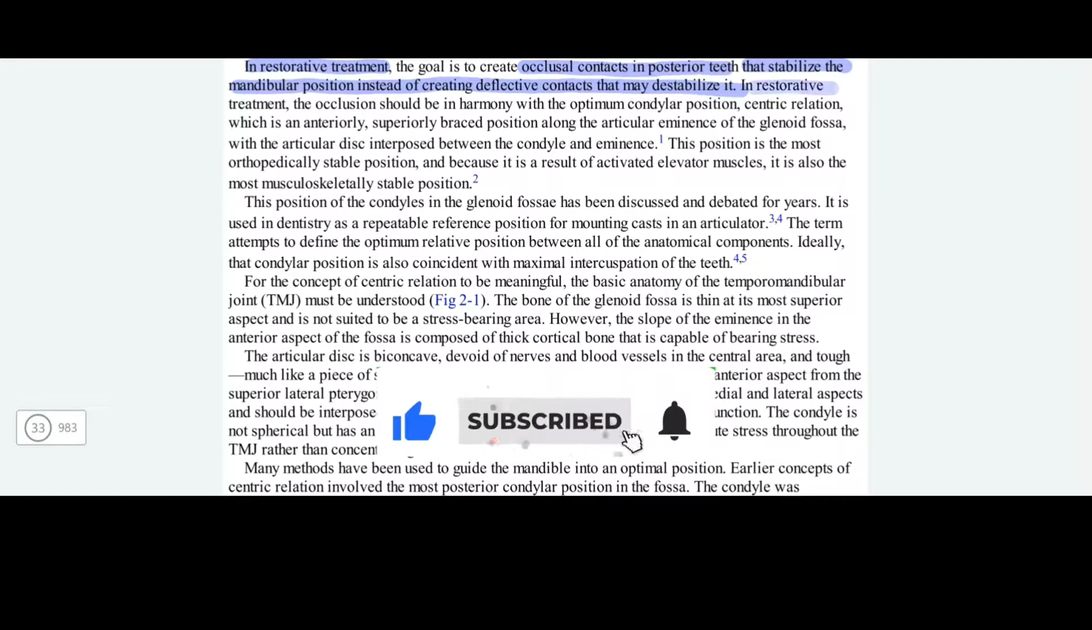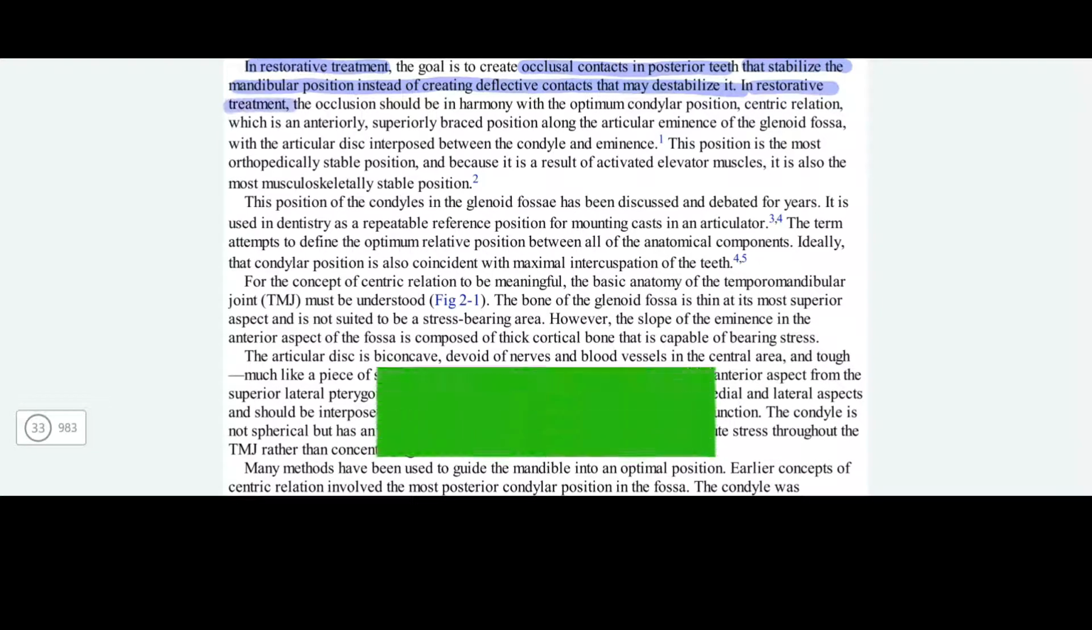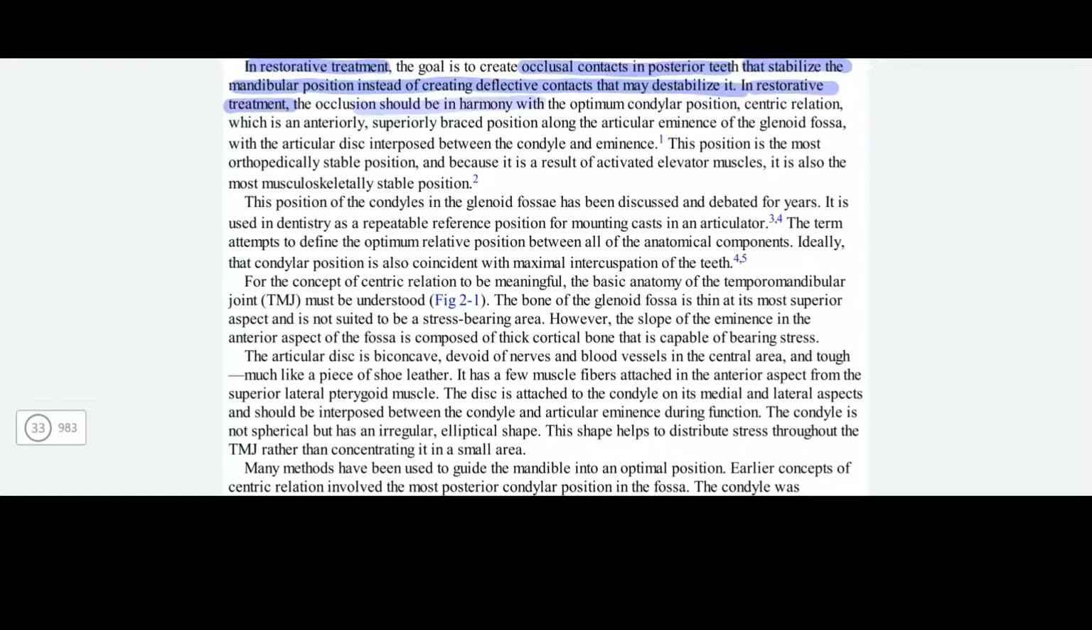In restorative treatment, the occlusion should be in harmony with the optimum condyle position. Centric relation is an anteriorly superiorly braced position along the articular eminence of the glenoid fossa, with the articular disc interposed between the condyle and eminence.